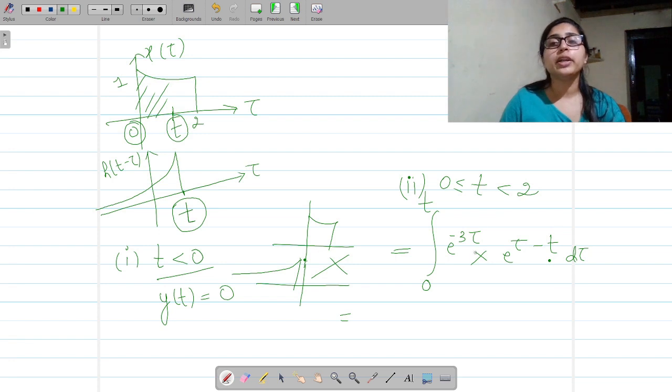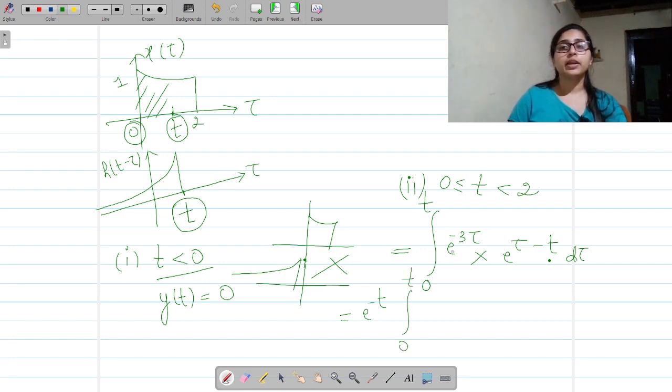Now can you solve this particular integral? You are going to integrate it with respect to tau. So I will take this e to the power of minus t outside, because it is not going to make any difference in the integral. Now we have 0 to t, e to the power of minus 3 tau and tau, so it will be e to the power of minus 3 tau plus tau, e to the power of minus 2 tau, d tau. So what will be the value for this now? e to the power of minus t into e to the power of minus 2 tau divided by minus 2, and this will be from 0 to t.